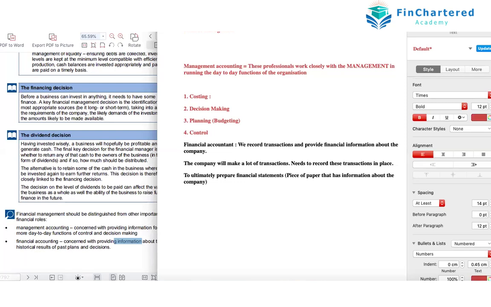Arisha is more interested in financial accounting. Anjana, management accounting. Deepika, management accounting. Right?